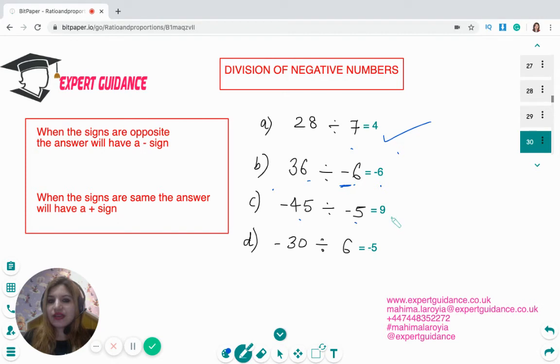45 and minus 5 is 9, and since both the signs are the same, no matter whether it is negative or positive, the answer will be a positive number. And minus 30 divided by 6 is minus 5. So I hope you're now able to sort and order the negative numbers and do multiply, divide, add, and subtract.